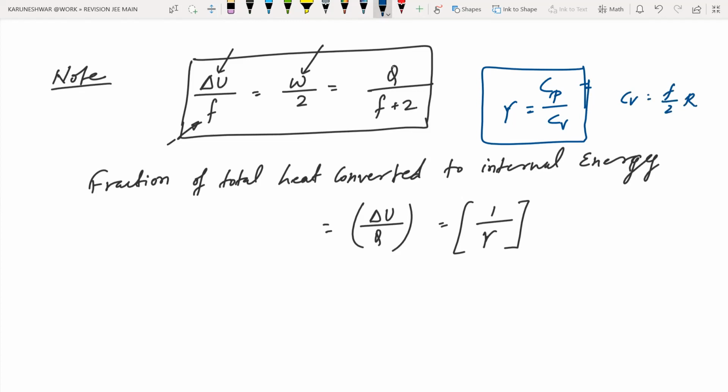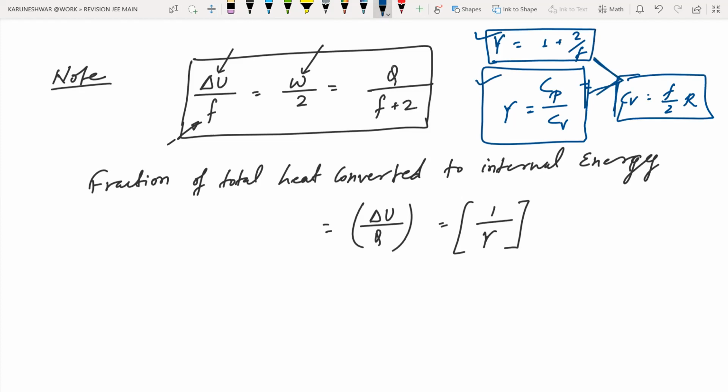And gamma you can write like this also. You can write gamma as 1 plus 2 by F, where F is degree of freedom. This also you can write. So this relation, and this Cv relation, these three relation you have to remember to have good hold on the formula. You can remember the formula, you can solve it. Then this is first term which you need to remember here, that important part.